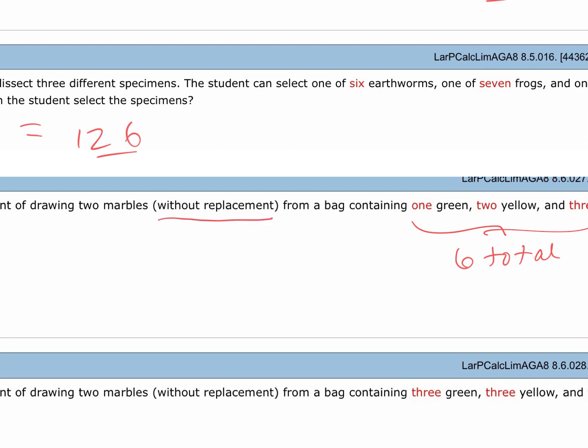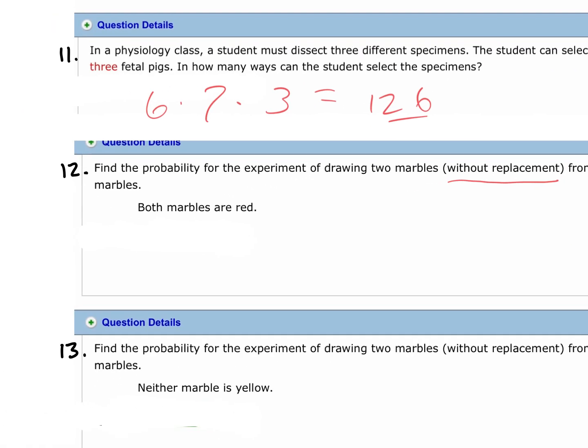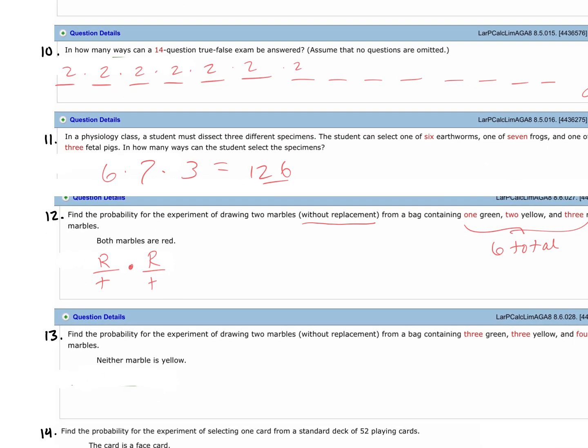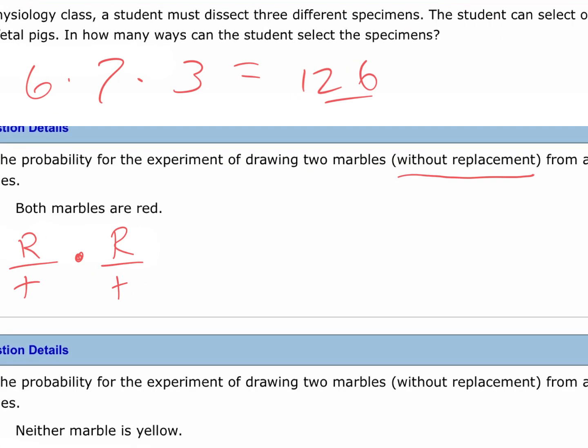Without replacement. So what happens after I pull the first marble? What happens to the amount of marbles in the bag the second time? It decreases, okay? So this is asking for red. It's saying I get a red the first time, red out of the total, times red out of the total. So think about it. How many are red? 3 out of 6, correct?